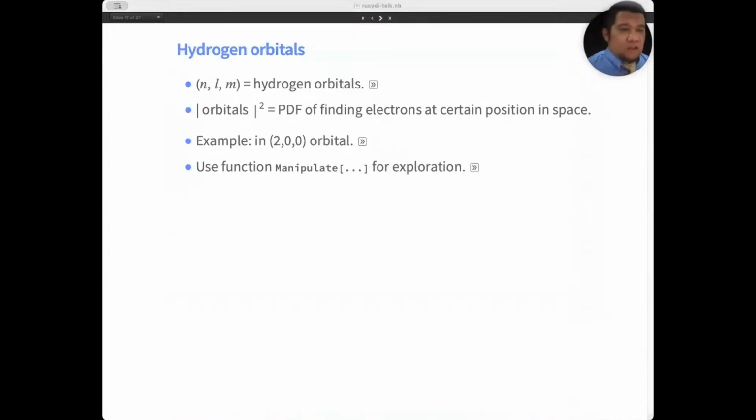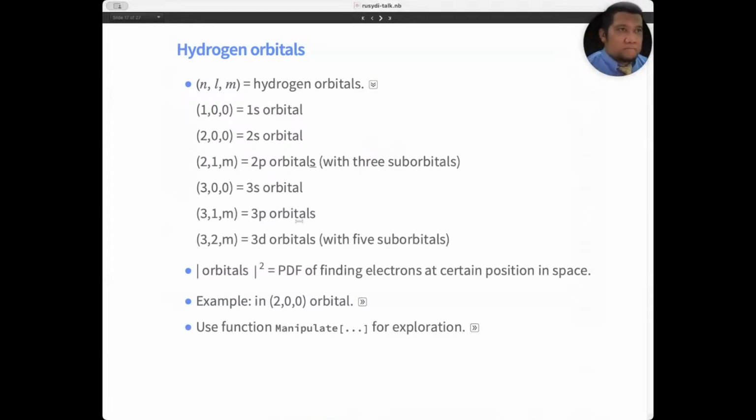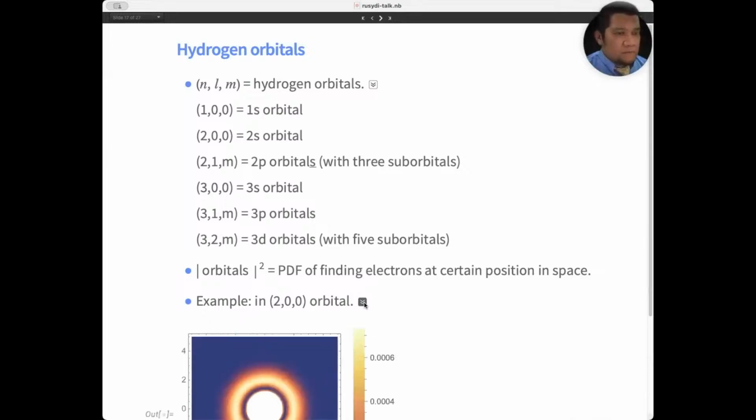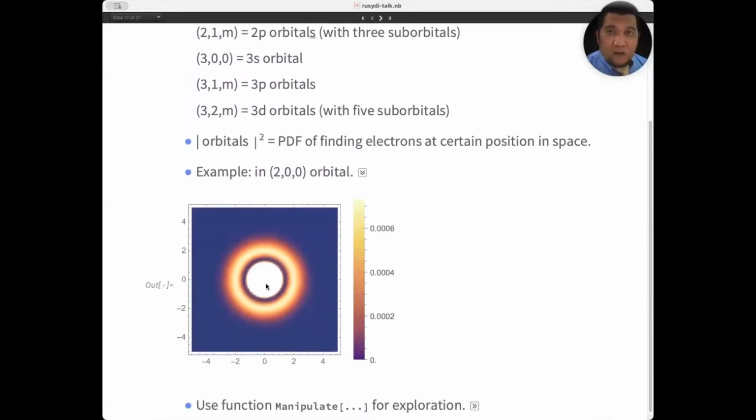In our case, the solutions n, l, m are commonly referred to as orbitals. The orbitals have names. Here are some examples. The square of orbitals is a PDF, which provides us with the probability of finding electron at specific positions. For example, here is the density of electrons in 2s orbital. Electrons will be here, but we will not find electrons in this area.